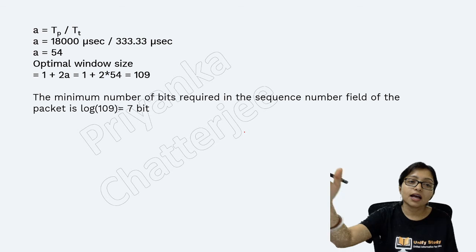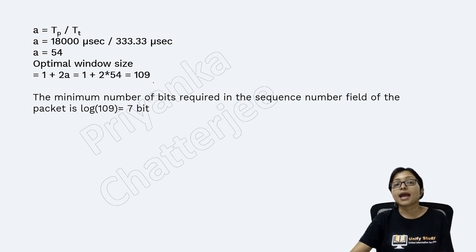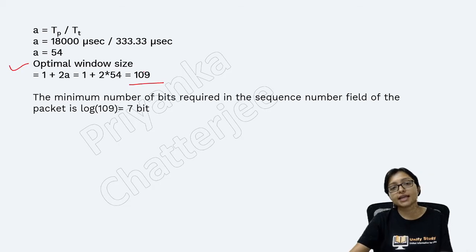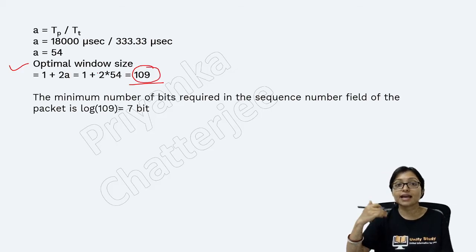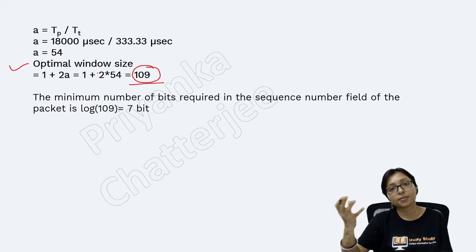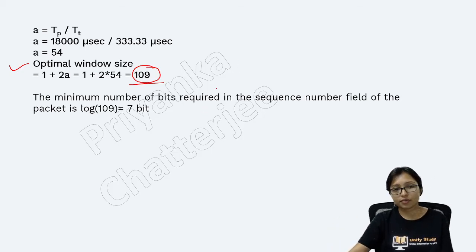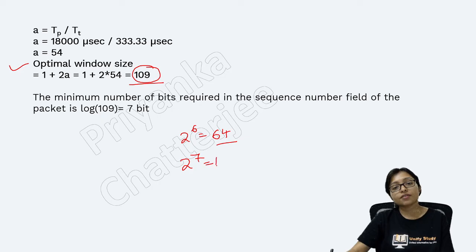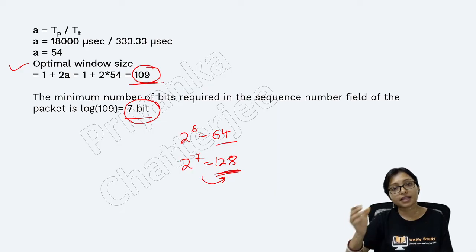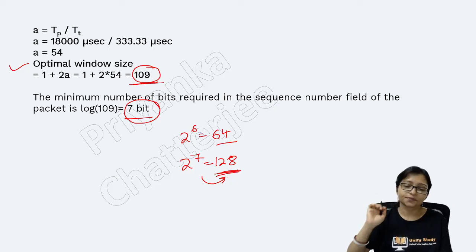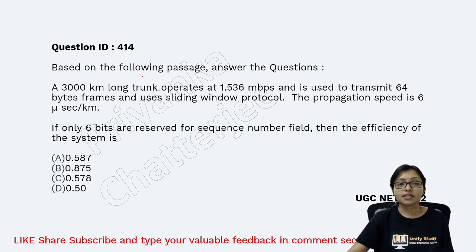Yes, the answer will definitely be here. Just now we found the optimal window size is 109, meaning I am able to send 109, so my sequence number count is 109. To represent 109, I have to take the nearby value. 2 to the power 6 is 64, which is not possible. 2 to the power 7 is 128. So if I take 7 bits, I can represent 128 numbers, which covers 109. So I have to take 7 bits, and that will be my answer. Clear? Yes. Next one is this one.